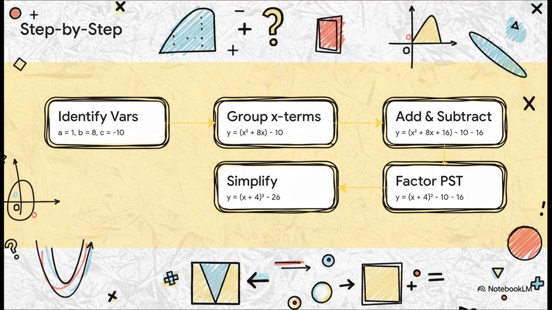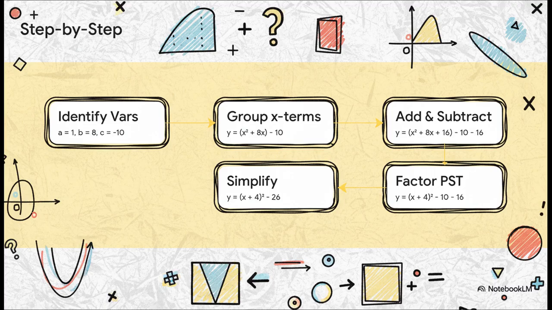Let's walk through this together. First step, we're going to group our x terms together in parentheses, and we'll just leave that constant, the minus 10, off to the side for a minute. Okay, now for the magic step. Our goal is to make what's inside the parentheses a perfect square trinomial, which is just a fancy way of saying something that factors really nicely. To do that, we take our b value, which is 8, we divide it by 2 to get 4, and then we square that result to get 16.